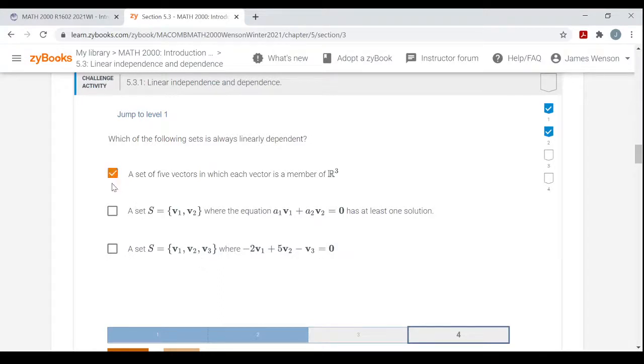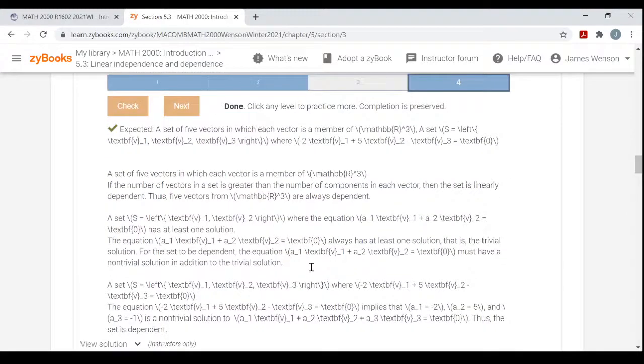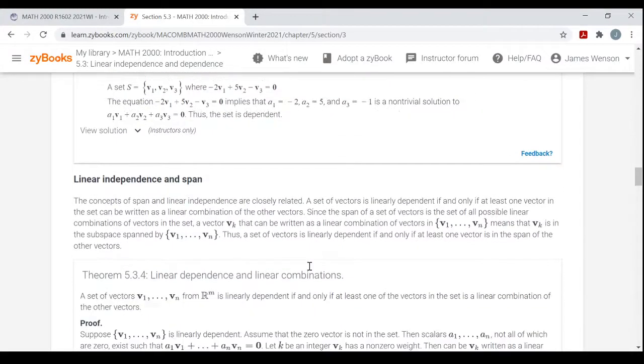All right, I'll just do it. This one and this one. Second one, the set of 2 vectors where this has at least one solution. That one solution could be the trivial solution. All right, so there.